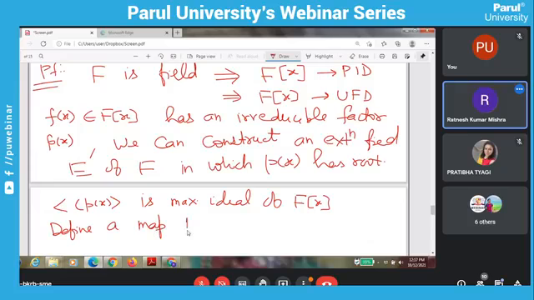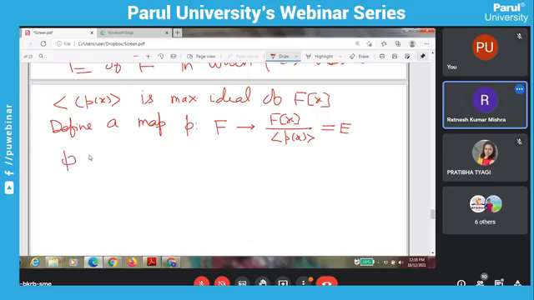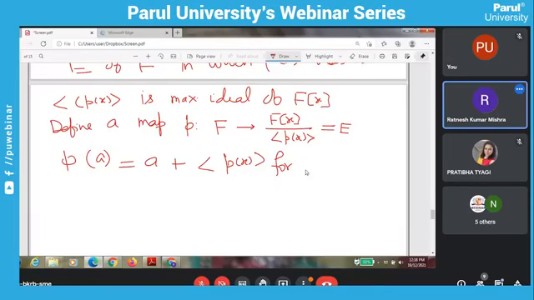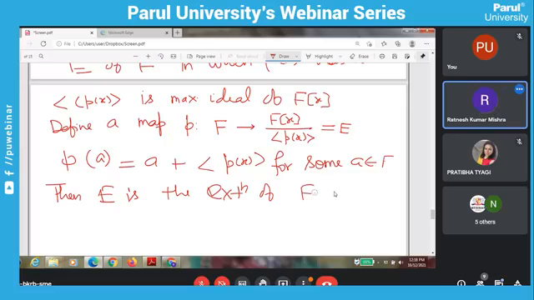So therefore, define a map phi from F to Fx modulo the ideal generated by Px. This is the E. How is the map defined? phi of a equals a plus the ideal generated by Px, for some a belonging to F. Then E is the extension of F.